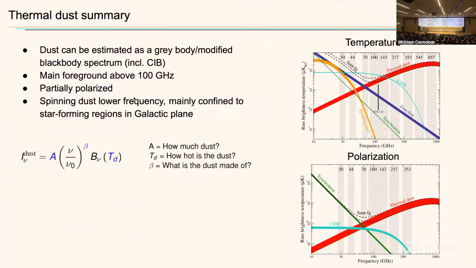And so to summarize thermal dust, both the spinning and non-spinning kind, you can estimate this as a modified blackbody spectrum. I liked this equation where your parameter choices are how much dust in terms of amplitude, how hot is the dust in terms of temperature, and what is the dust made of in terms of this beta parameter here. And it dominates everything above 100 gigahertz or so. Some of it is polarized, but the spinning dust has the lower frequency impact.